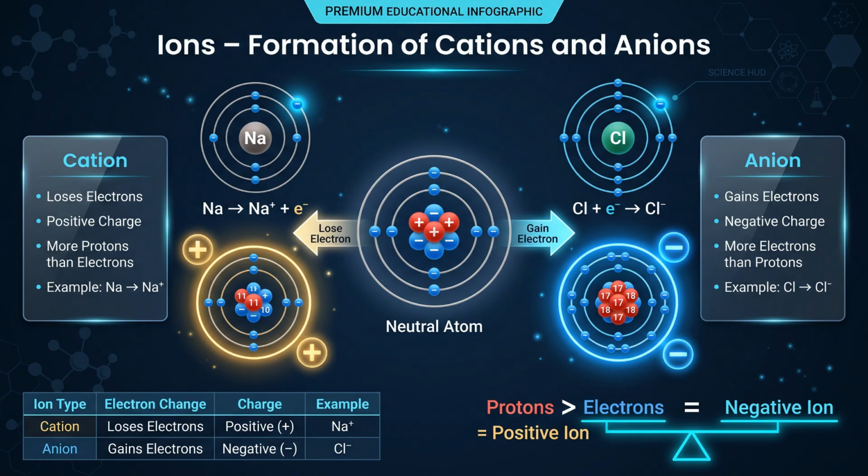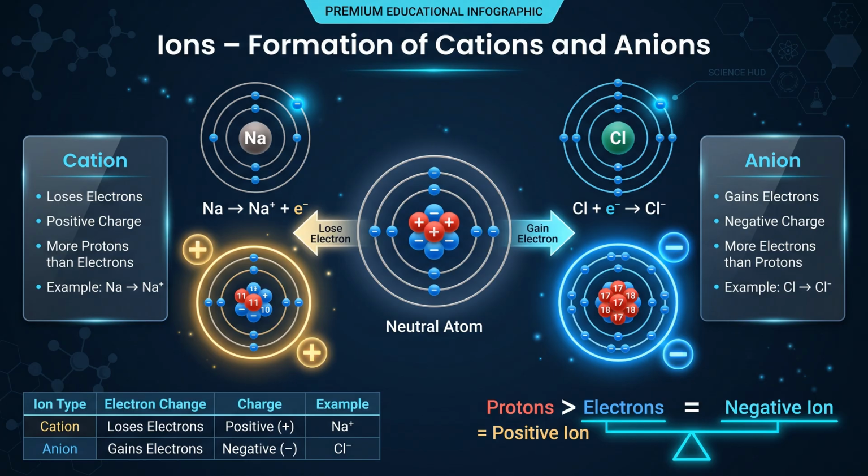Now let us understand the second type of ion, called an anion. An anion is a negatively charged ion formed when an atom gains one or more electrons. Since electrons carry negative charges, adding extra electrons increases the total negative charge of the atom. The number of electrons becomes greater than the number of protons, giving the atom an overall negative charge. In simple words, an anion has more electrons than protons.